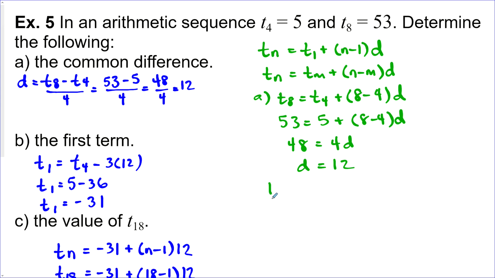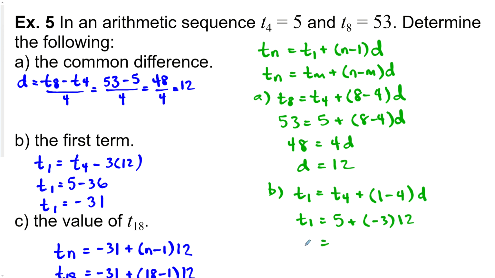Let's try it for part B. We could solve for T1 and we have T4 given, so I'll make that my Tm. And we've got 1 minus 4 common differences here. Let's put in the numbers we know. We're trying to find T1. We have T4, it's 5. We have 1 minus 4 here, that's negative 3. And we have the common difference of 12. So T1 is equal to 5 minus 36. So T1 is equal to negative 31, which is exactly what we got here, just using logic.